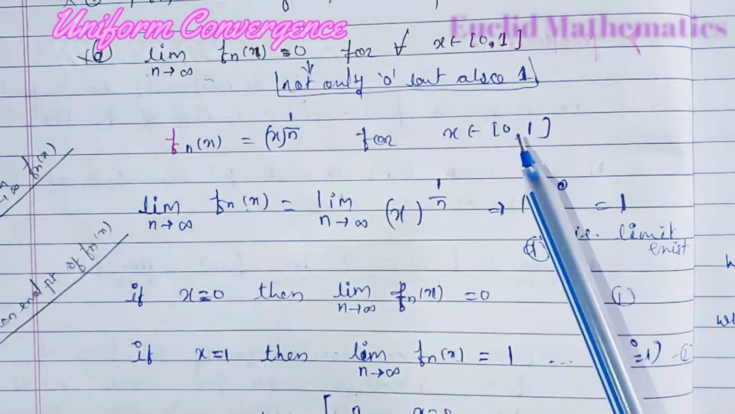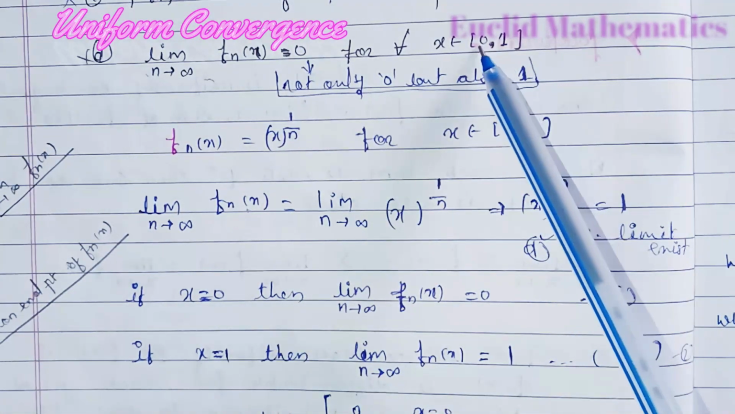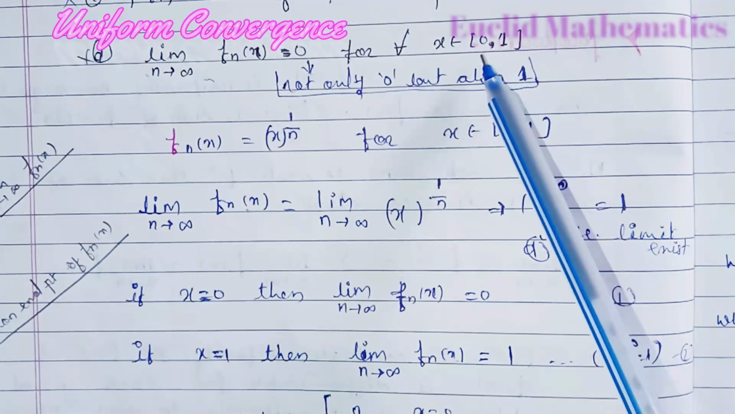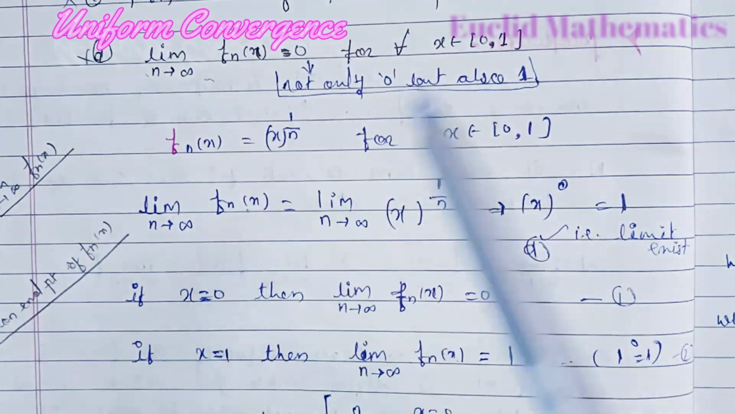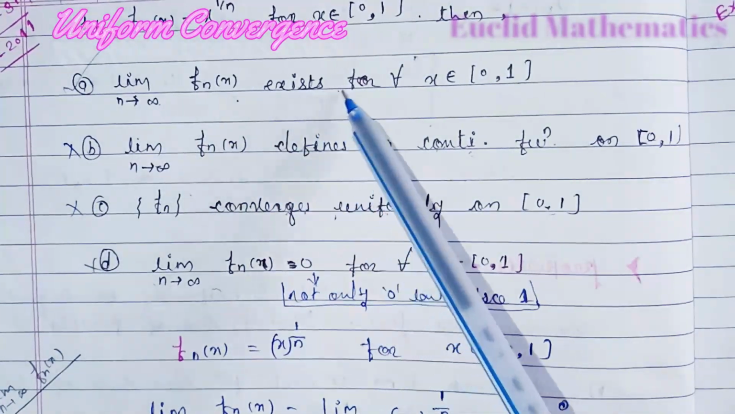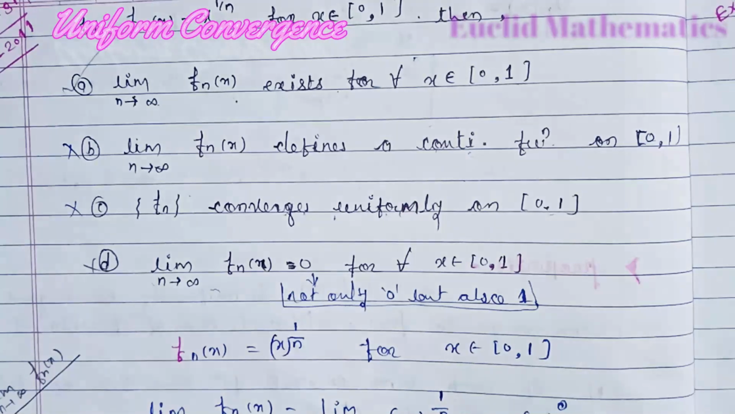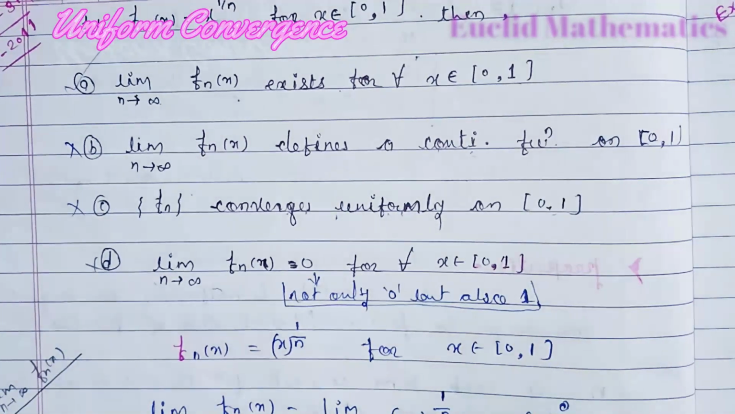Now go for the other endpoint. Okay, the other endpoint, that means we have to check it for 0 and 1, whether the function is continuous or not. So I have my first value, which is 1, and our first option says that limit n tends to infinity f_n(x) exists for all x belonging to [0, 1]. That means the value of f_n(x) gives 1, so it is finite and exists.